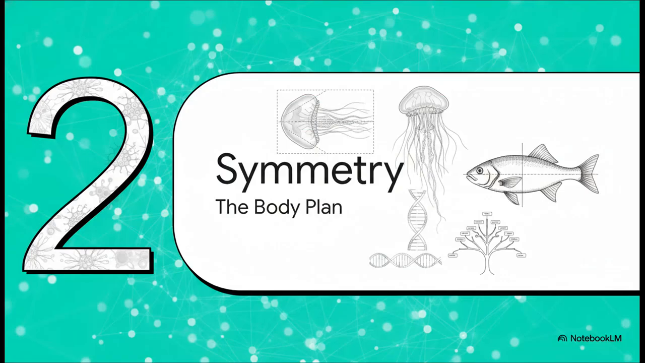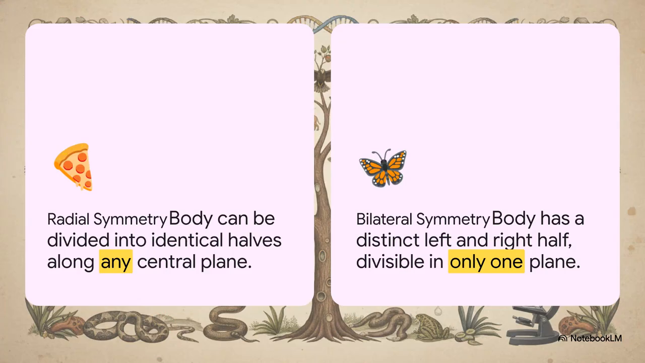So, once we figure out how organized an animal's body is, the very next clue we look for is its overall shape, or what biologists call its symmetry. This is like the fundamental blueprint of the animal, and it tells us a whole lot about how it lives its life. And really, when you boil it all down, there are two main designs. You can almost think of it as this major fork in the road in the story of animal evolution. On one path, we have radial symmetry, and on the other, we have bilateral symmetry.